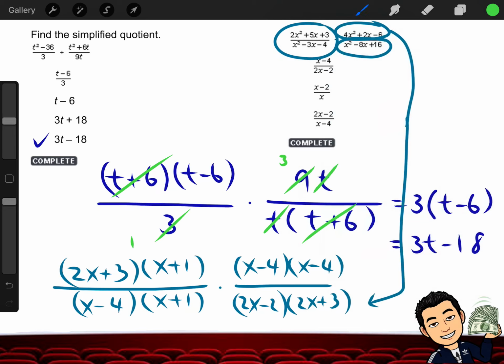All right, so now let's start canceling out some factors. So cancel, cancel, cancel, cancel, cancel, cancel. So you're going to end up getting just x minus 4 over 2x minus 2. Okay, that's going to be your first choice.